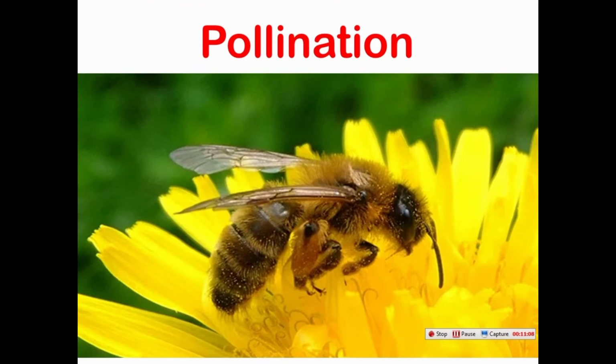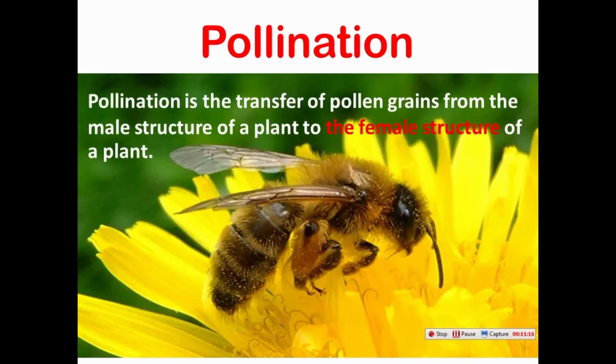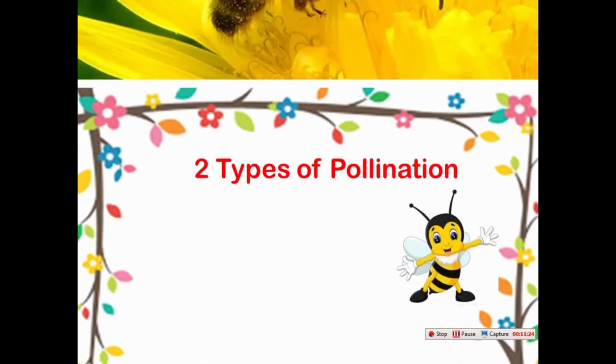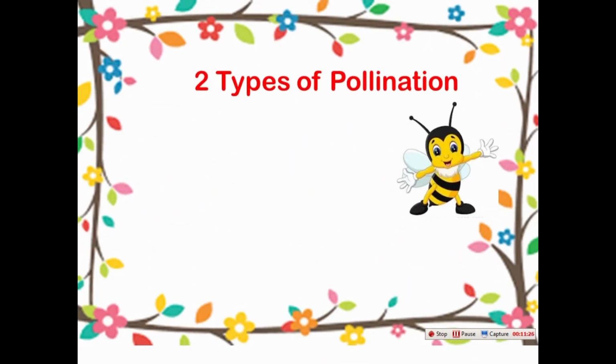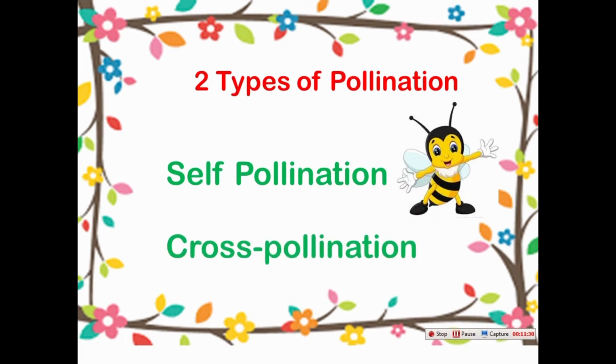Okay, the next process is called pollination. So in reproduction, there's pollination. When you say pollination, it is the transfer of pollen grains from the male structure of a plant to the female structure of a plant. So here there are two types of pollination. We have the self-pollination and the cross-pollination.